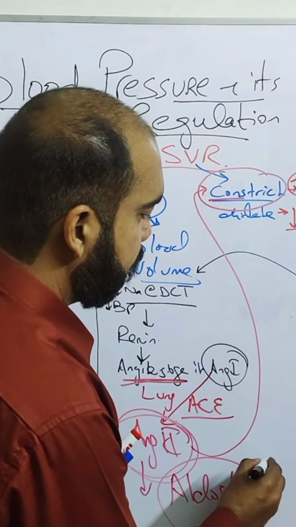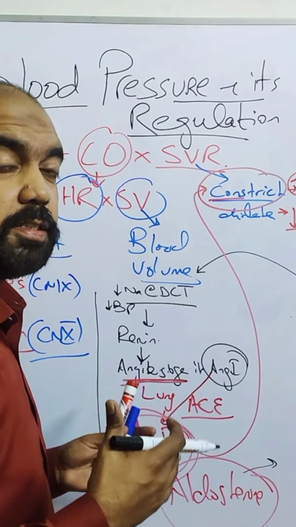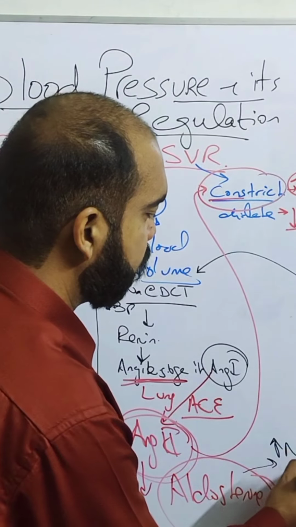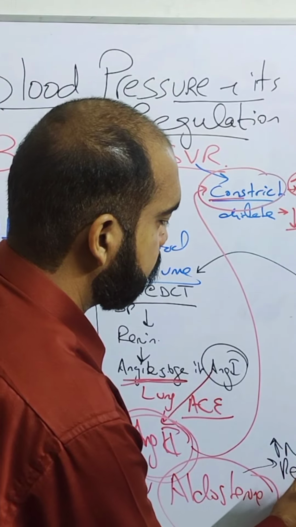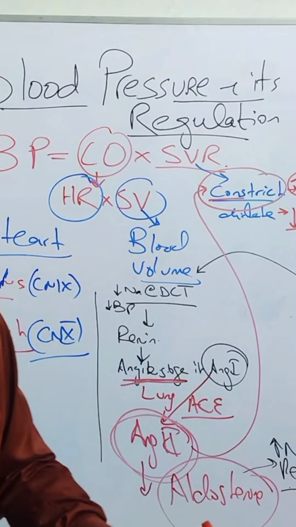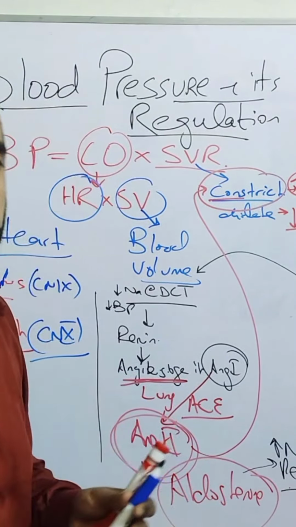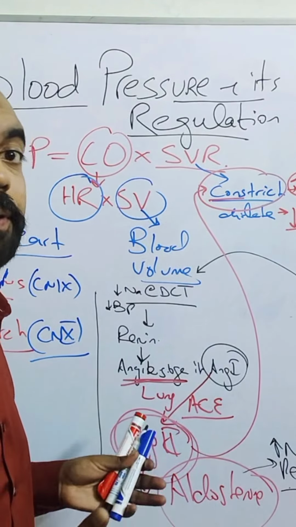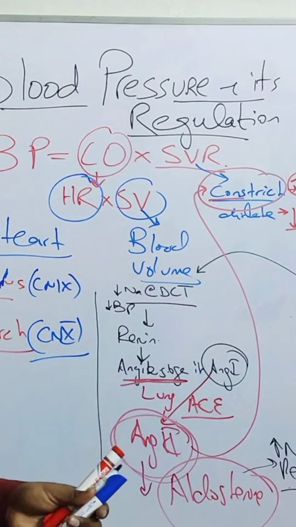And aldosterone, of course, it upregulates the sodium potassium ATPase pump inside the nephron, and there is increased sodium reabsorption. So if there is more sodium reabsorption, remember, whenever there is more sodium, water follows sodium. So there will be more water also reabsorbed, and the blood volume will be increased. So it has dual effect here.